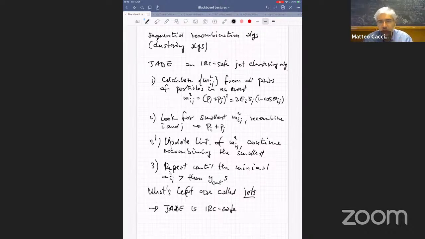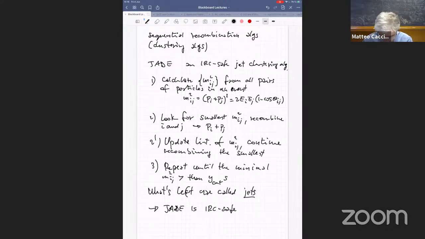And so it is even difficult to establish easily if a cone jet algorithm is or is not infrared and collinear safe. In this case, it is easy. So I will not spend too much time doing the calculation.